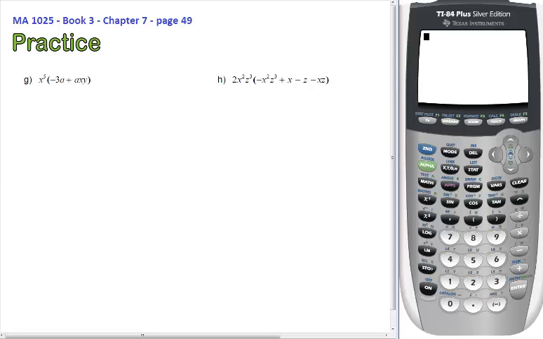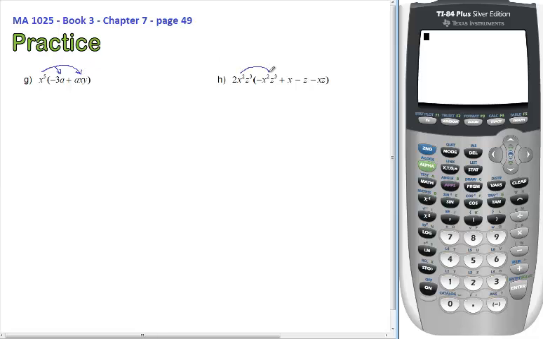Good day, students. Today we're going to look at a couple more solutions to some of your practice exercises. These come from page 49 in chapter 7 of book 3 of your Math 1025 booklets, and it deals with multiplying terms by each other using the distributive property. Now, as you can see in this one right here, we have a term outside, and we're going to multiply that by everything inside, and we call that the distributive property.